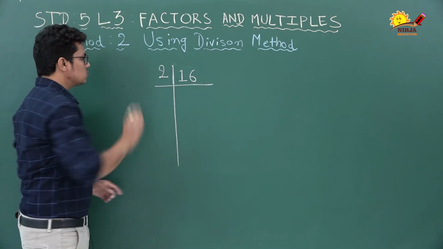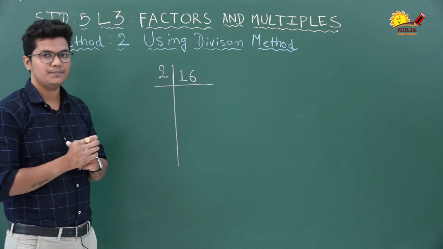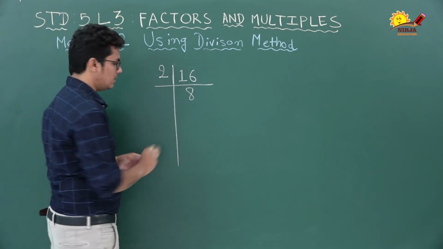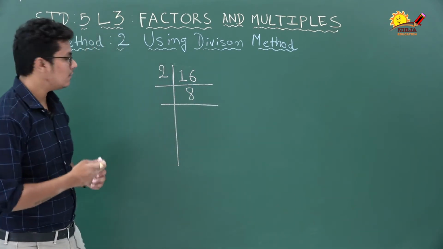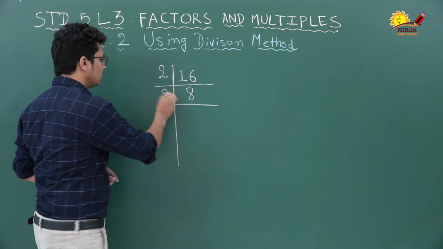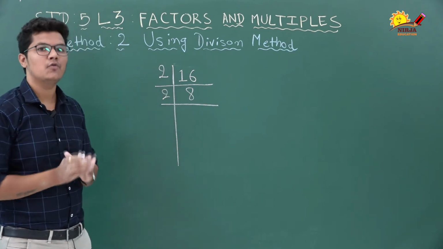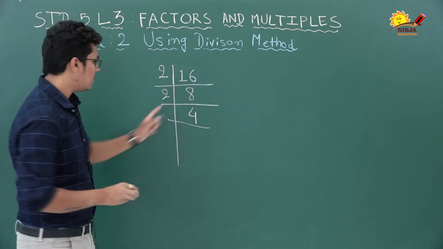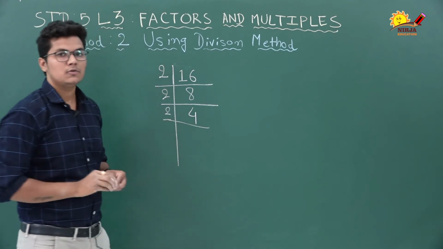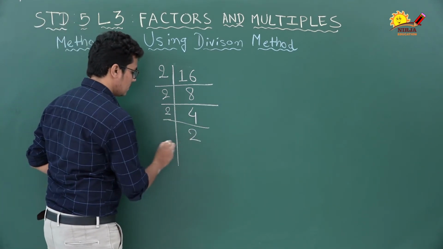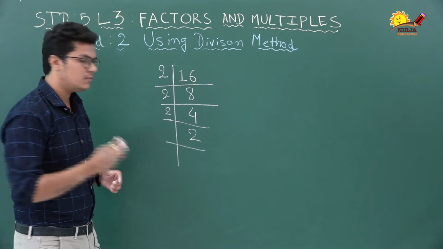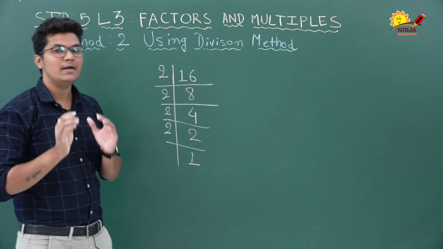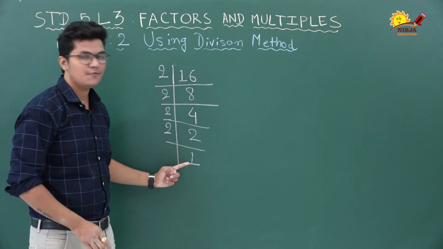Okay, so if we divide 16 by 2, what do we get? 8. Okay, 2 8s are 16, right? Now how can we divide 8 by 2? If we divide 8 by 2, we get 4, right? 2 4s are 8. Now how can we divide 4 by 2? 2 2s are 4, right? And how can we divide 2? 2 1s are 2. Okay, so we got 1 in the end. So we will divide the number till we get 1 in the end.